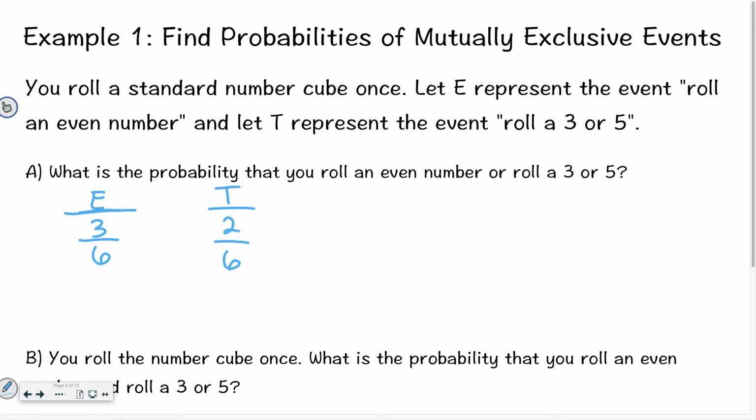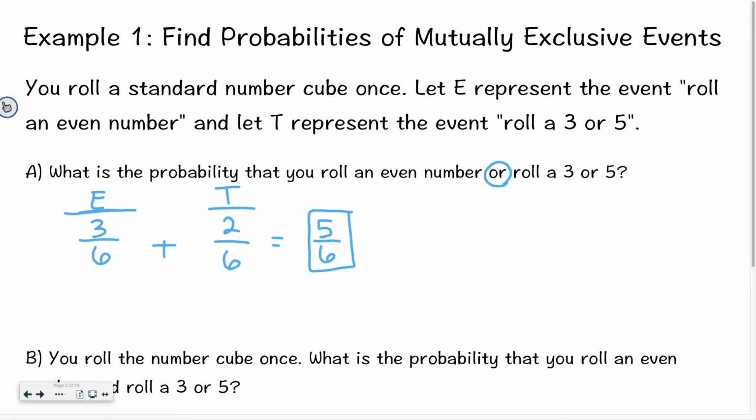When you have two mutually exclusive events, the way that you find the total probability is you actually add those two things together, okay? Mutually exclusive probability typically goes along with the word or, okay? So if you see or, chances are the two things that you're talking about are mutually exclusive. So let's add those two together. 3 over 6 plus 2 over 6 equals 5/6. That is my probability that I roll an even number or a 3 or 5.